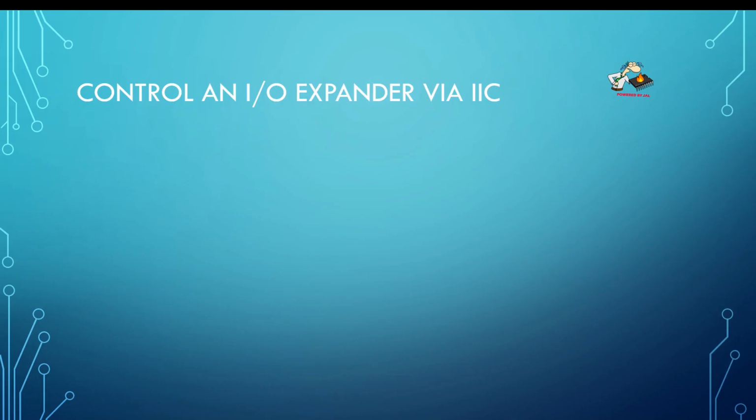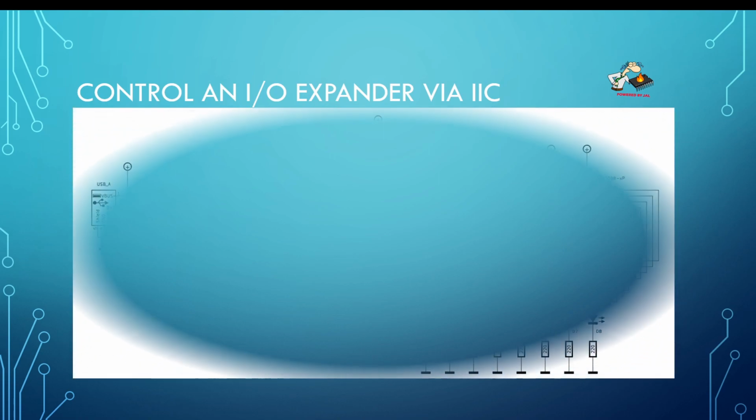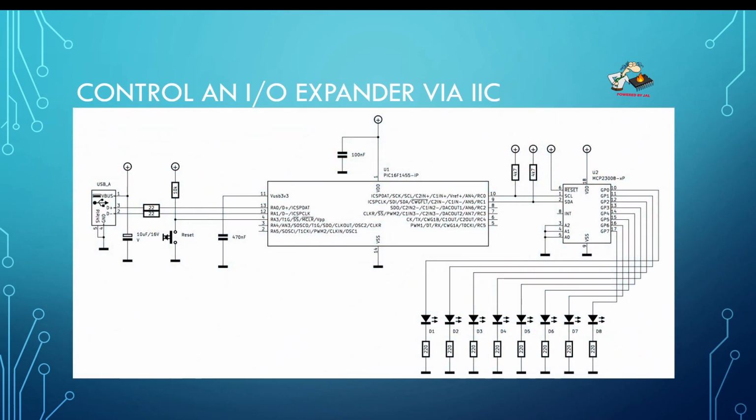And control an I/O expander via I2C. The USB I/O expander is connected to a separate I/O expander which can control 8 outputs or 8 inputs. And the communication is via I2C, so there are 2 pull-up resistors.